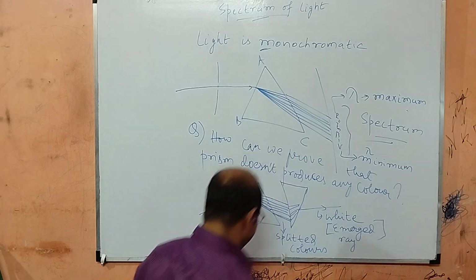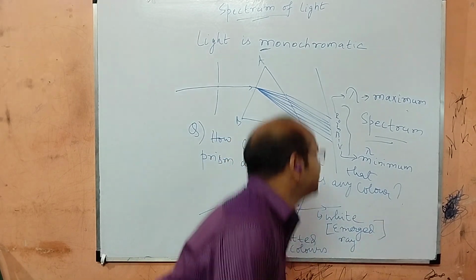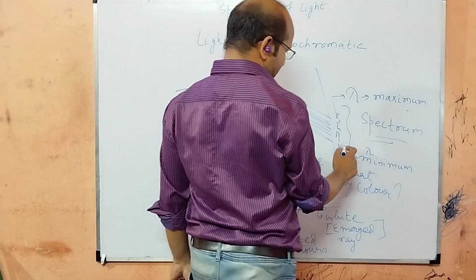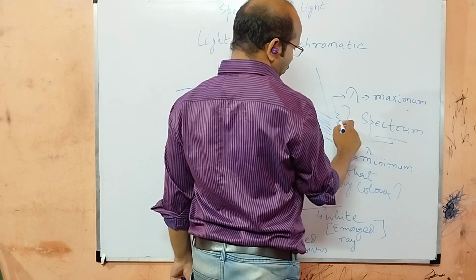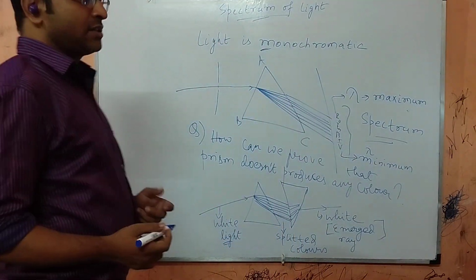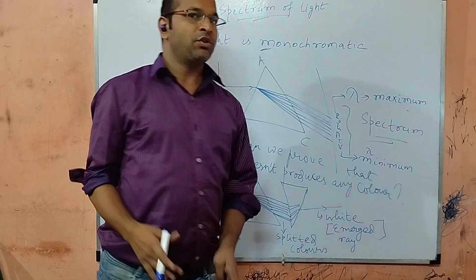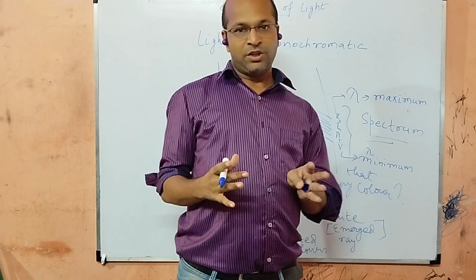So this proves that the white light is made up of 7 different colors, which can be identified as VIBGYOR. V stands for violet, I for indigo, B for blue, G for green, Y for yellow, O for orange, and R for red. Now, due to the wavelength, many colors are formed, but we are able to see only a few colors. Why? It is because of our ability to see the wavelength of light.